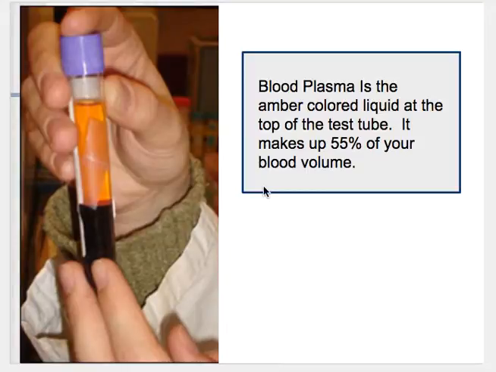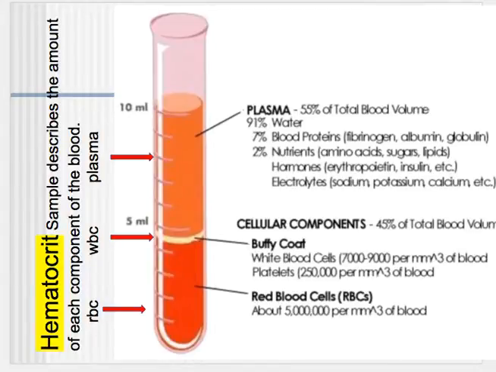And now we're going to be talking about the importance of the things that are in the plasma, because plasma is very, very important. So the first thing that you guys need to remember is that blood plasma is going to be mostly water, but then it also has proteins. So 7% is blood proteins.